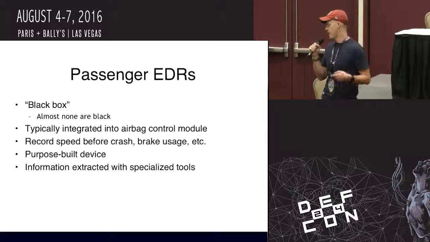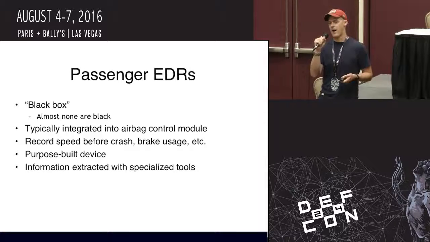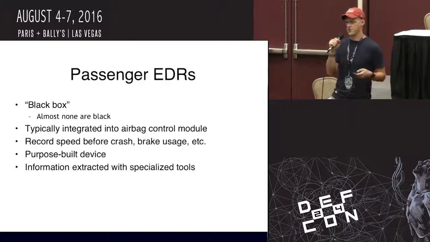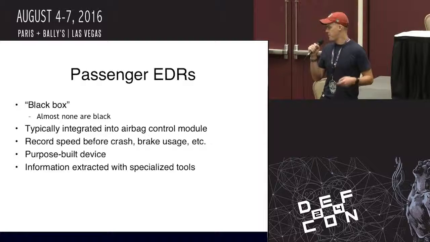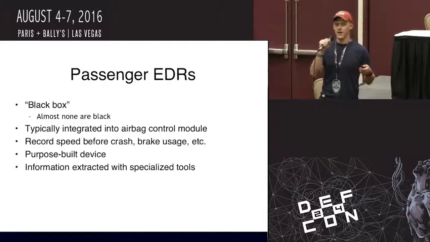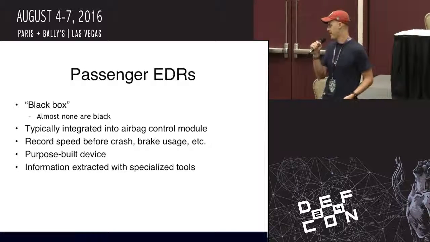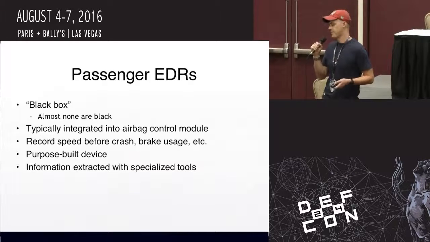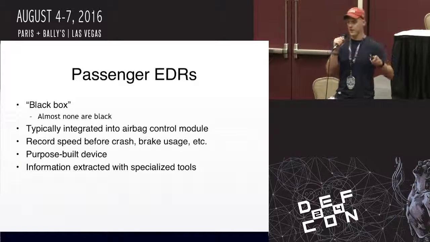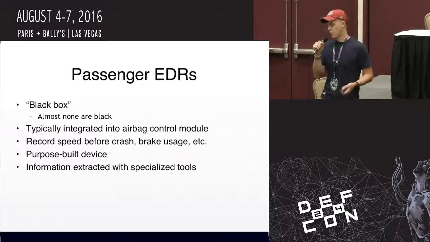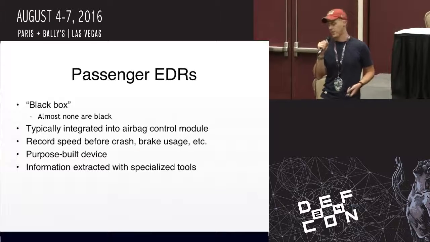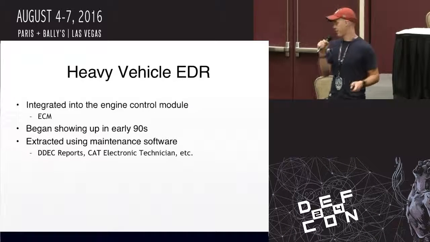They're typically integrated into an airbag control module, and depending on the model, they weren't standardized until just a couple years ago, so it was kind of a crapshoot what you'd get before then. They would record speed before the crash, brake usage, whether or not the driver was buckled up, stuff like that. And it's a purpose-built device, which is great for forensics. All this thing does is it wakes up and decides, do I need to deploy the airbags? If it does, then it records what's called a deployment event. If it doesn't, it records what's called a non-deployment event. And then it's read by a special tool called the Bosch CDR kit in most cases. And that's it. For forensics, that's great.